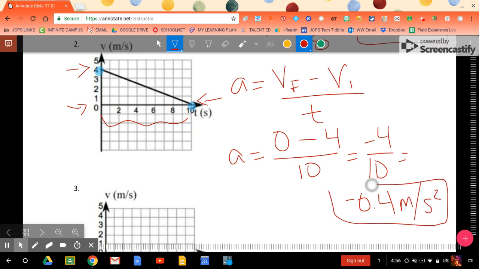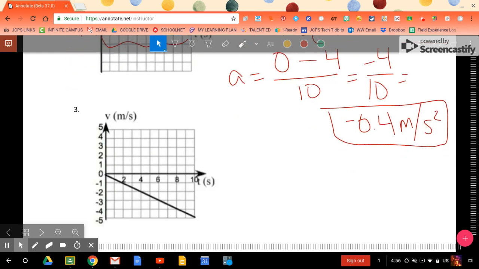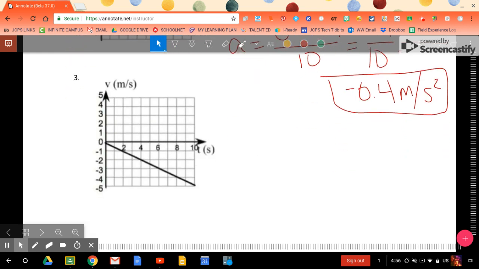And if you guys want to use a calculator, you can, or you can use your calculator on your Chromebook. You can use a calculator on your phone. I'm okay with that because I know we don't have enough calculators.